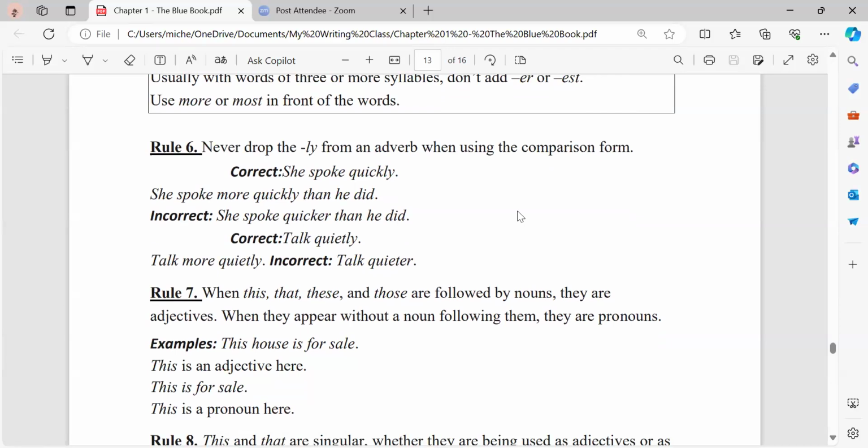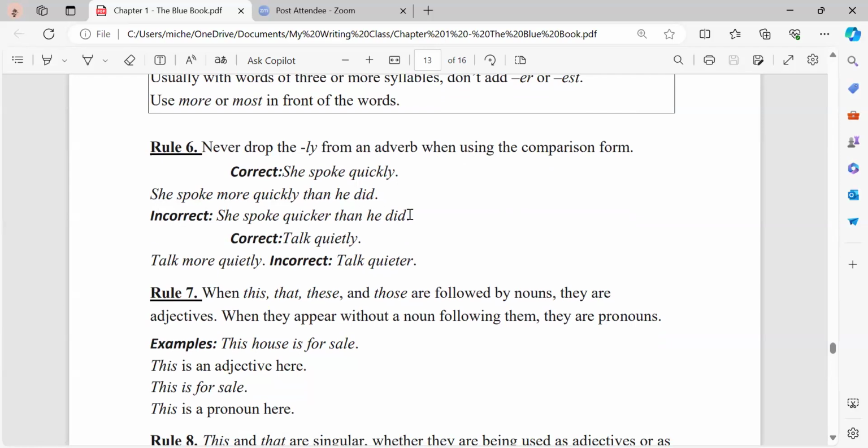Okay, so rule number 6, we have: never drop the ly from an adverb when using the comparison form. So, for example, right here, the correct one: she spoke quickly. She spoke more quickly than he did. So this is comparison, so we are using the comparative form. This is the incorrect form: she spoke quicker than he did. So no, we shouldn't use this.